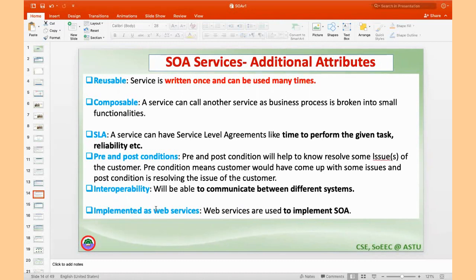For each service, there should be some kind of precondition and postcondition, before requesting and after requesting. What conditions are required? What kind of things should be satisfied? How it should be before invoking and after invoking, something like that. Interoperability: these services should be communicable independent of the technology. Most of these services are implemented as web services, as we already discussed and as we are going to see in the coming chapters. These services can be implemented in two ways. One is SOAP-based web services, another one is RESTful web services.